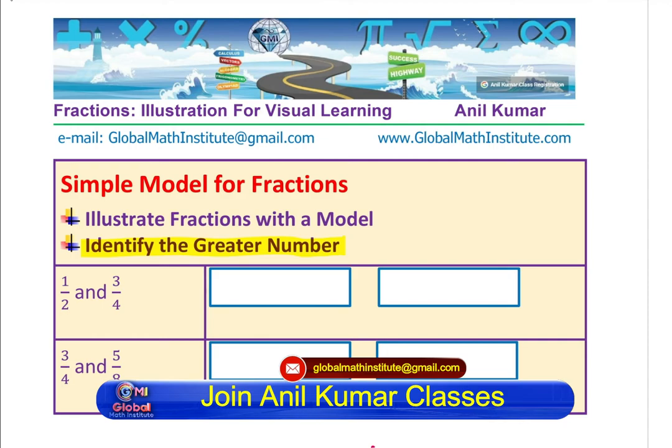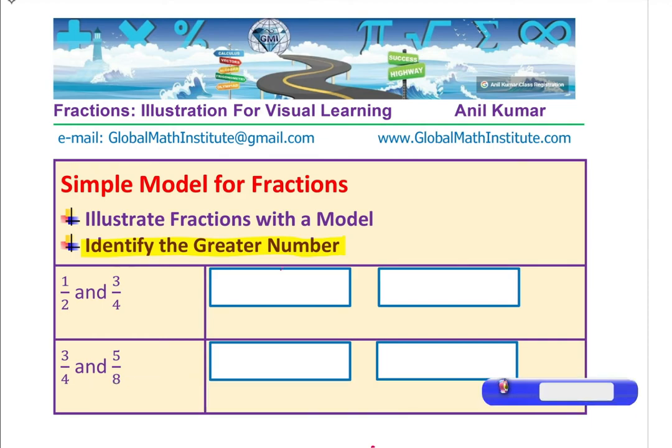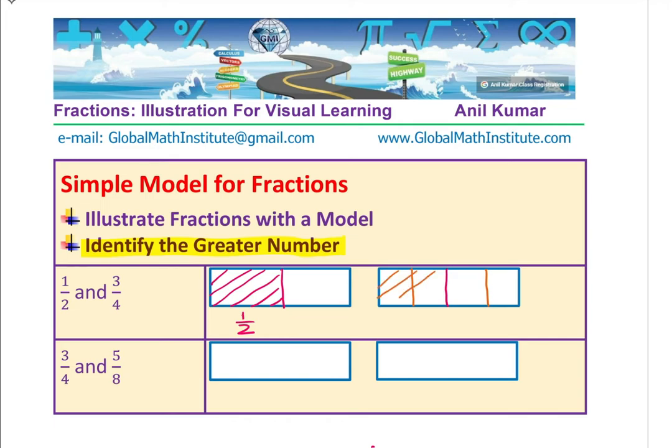Well, for half, what I can do is divide this rectangle into 2 equal parts and select one of them. So that is half, right? Correct. So this is half for me. For 3 by 4, I do the same thing. First I divide into half. However, we need fourths, so we divide into another half. Do you see that? And what we do here is select 3 out of 4. So that means we select this much. And that is 3 by 4, correct?